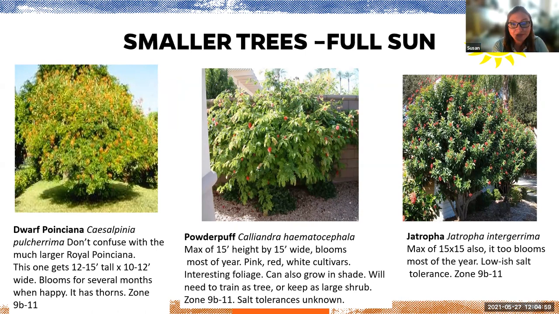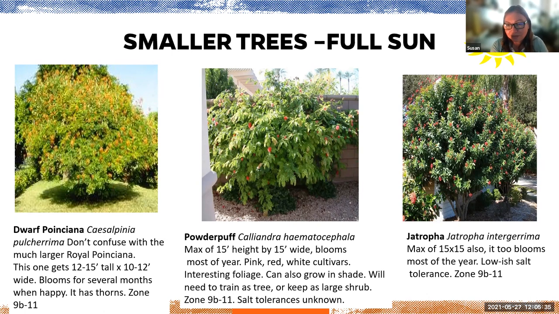Powder puff, same thing, very attractive to pollinators. Gets to be a max height of about 15 feet high by 15 feet wide. Very tolerant. It can grow in the sun or the shade, really, this guy. It can be trained as a tree, or you can keep it as a large shrub. And it's just a lovely addition to any landscape. Just be sure to get this particular species that I have listed here, the Calliandra haematocephala. That one is definitely not invasive, whereas some of the other ones might have a tendency to be invasive.